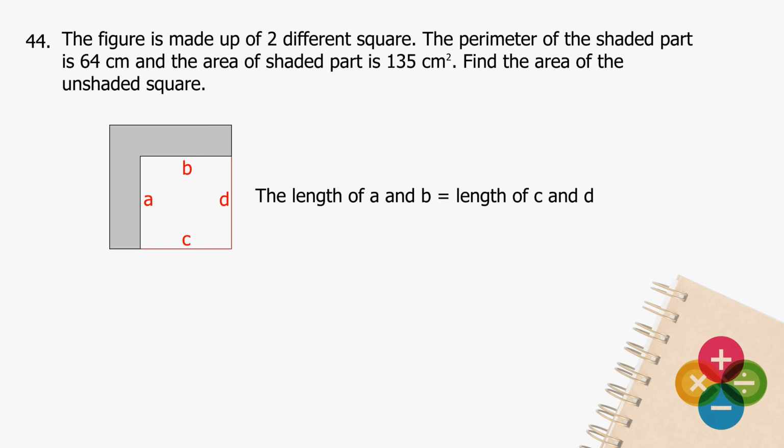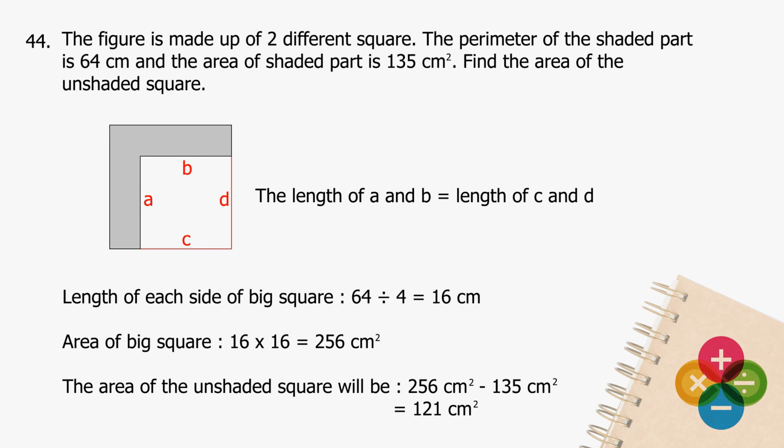Before we are able to find the area of the unshaded square, we will need to find the length of the side of the bigger square. We named the inner sides of the shaded figure A and B. The sides A and B are equal to the sides C and D as the figure is a square. Take 64 cm divided by 4 and we will get 16 cm for the length of each side of the bigger square.